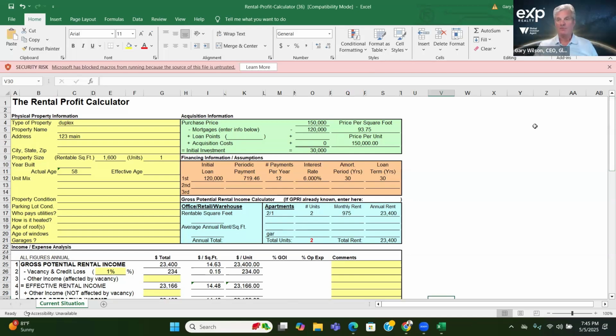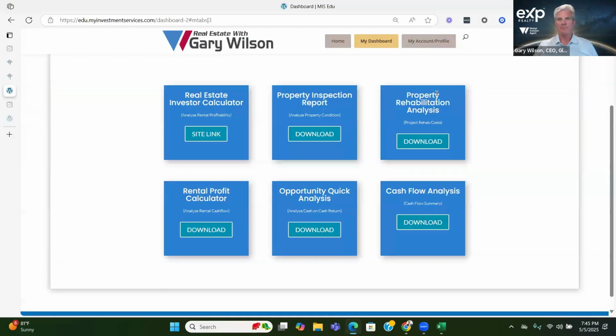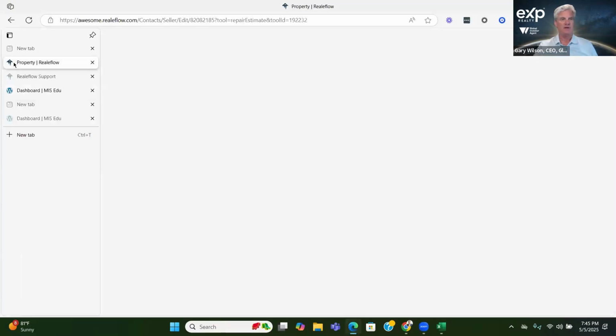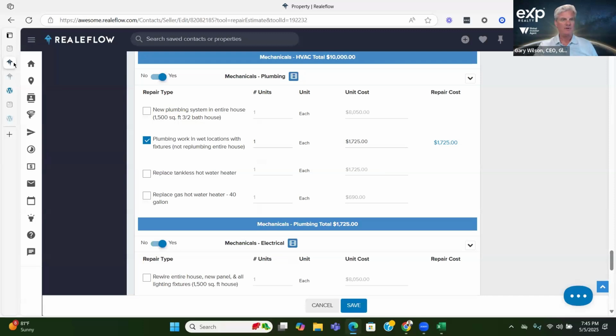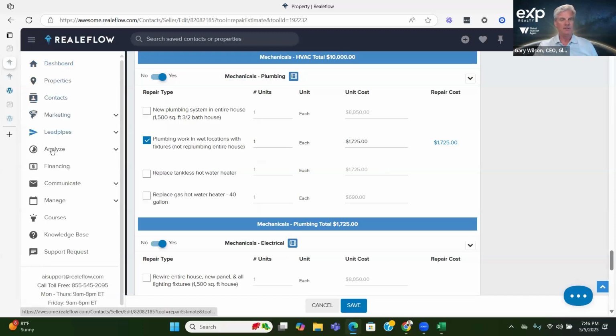Okay, guys, if you want to, I'm going to switch over to Really Flow because I want to show you just some basic strategies for identifying properties. So let's go into Really Flow.